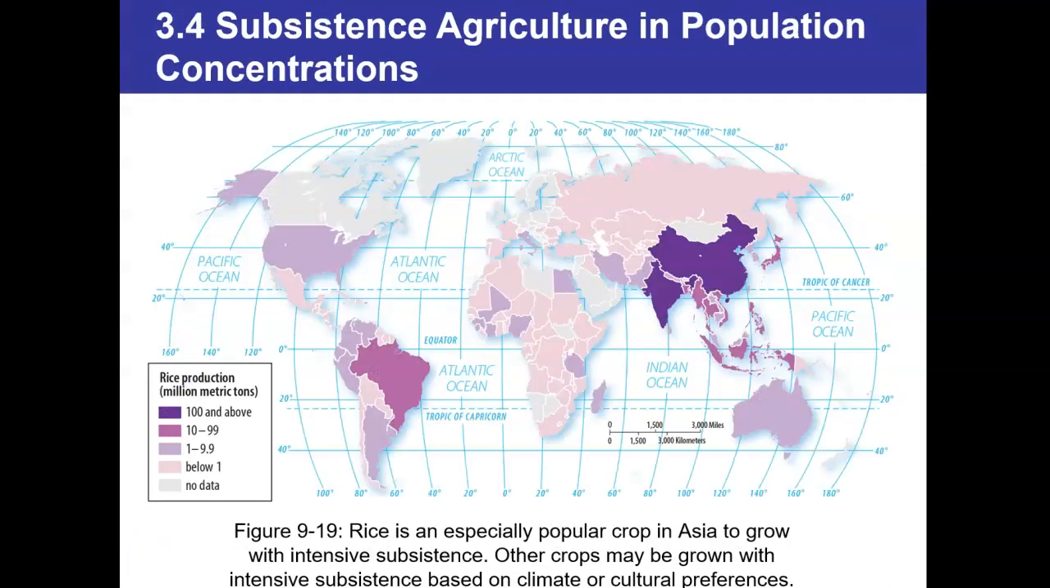Check out figure 9-19, located on page 322 of your textbook. This map indicates rice production, and you can find that it's much more intense in East Asia and South Asia. We talked about most of the production coming out of China and India. Well, they produce 50% of the world's rice. But it's also important to remember that 90% is produced in East Asia, South Asia, and Southeast Asia.